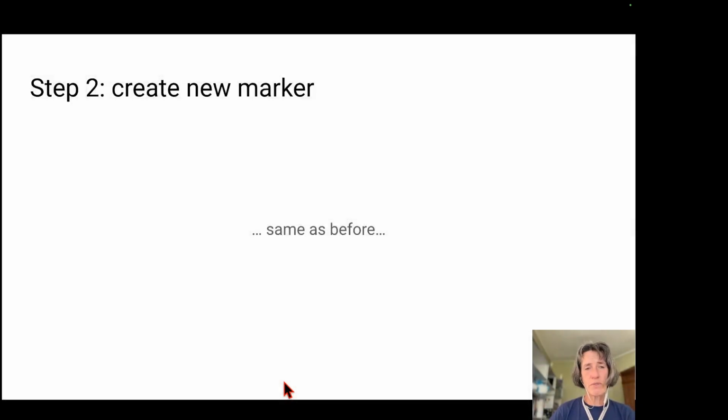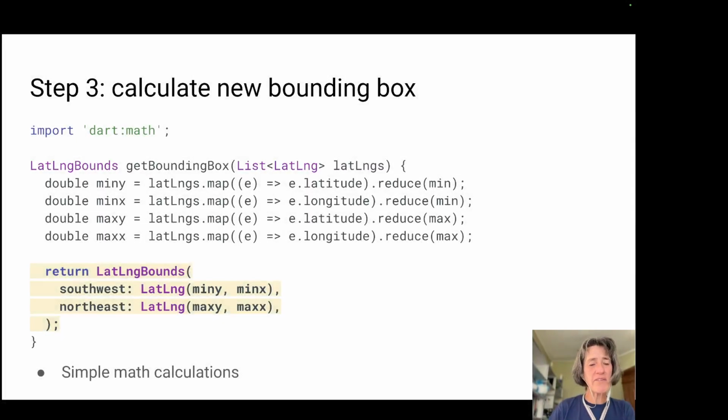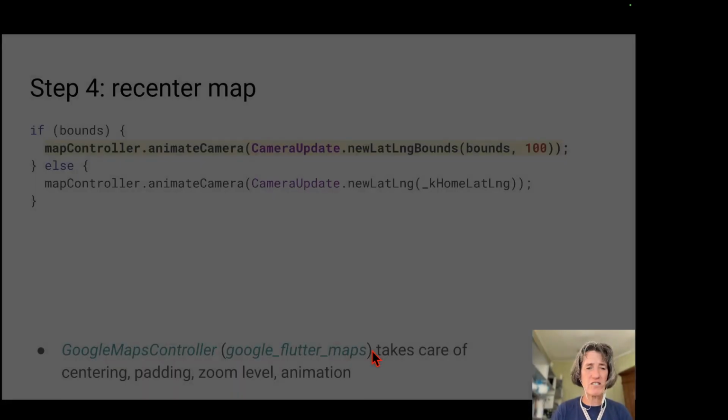Step number 2 is creating a new marker. And since I already talked you through the whole marker business, I'm not going to do that again. Step number 3, this one is quite simple. It is pure and simple, very simple math. It just uses minimum and maximum and takes all the existing points, finds the biggest and the smallest latitude and the biggest and the smallest longitude, and calculates the bounding box from there. So that's not rocket science. It's just a little bit of min and max operations.